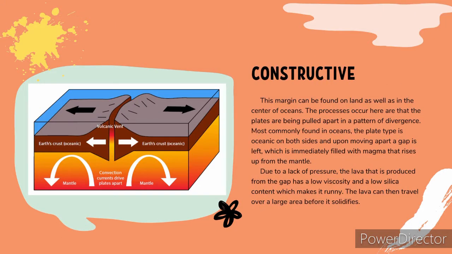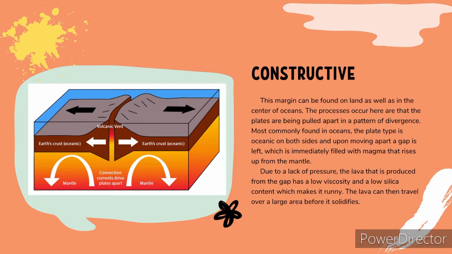Constructive. This margin can be found on land as well as in the center of oceans. The processes occurring here are the plates being pulled apart in a pattern of divergence. Most commonly found in oceans, the plate type is oceanic on both sides, and upon moving apart the gap that is left is immediately filled with magma that rises up from the mantle.